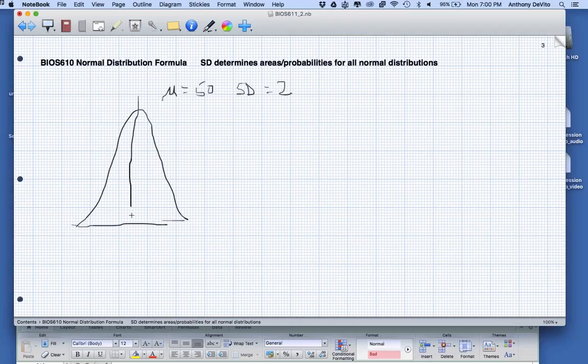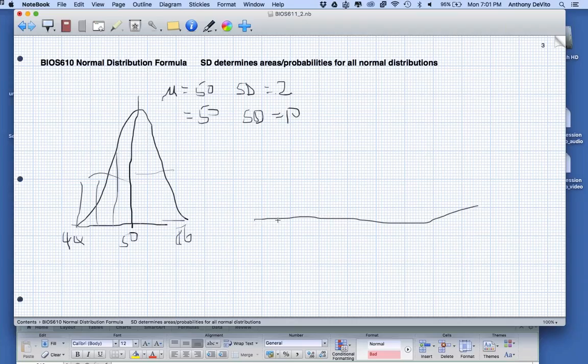Right? The mean is 50. This is symmetrical, and the standard deviation is 2. So 1 standard deviation, 2 standard. So the values are somewhere between 44 and 56, almost all of that population. I could also have a population where the mean is equal to 50, but the standard deviation is equal to 10. What does that look like?